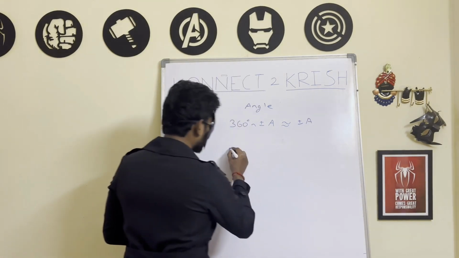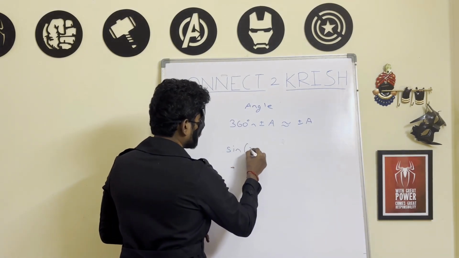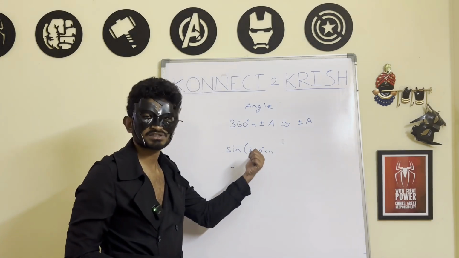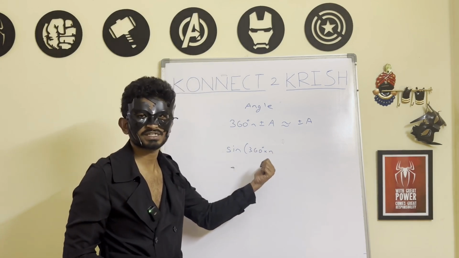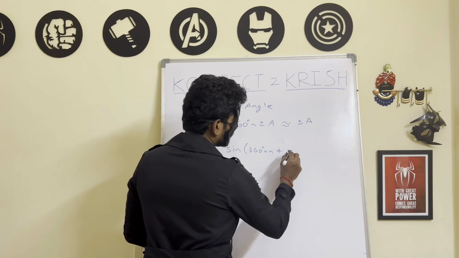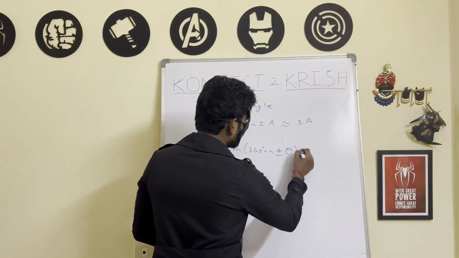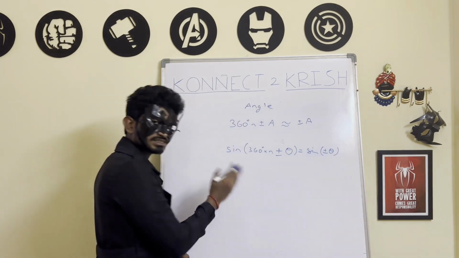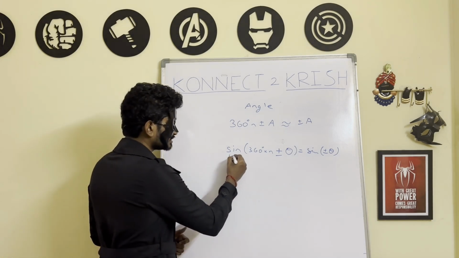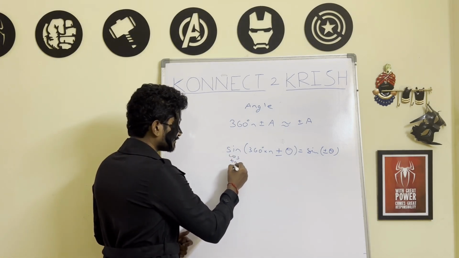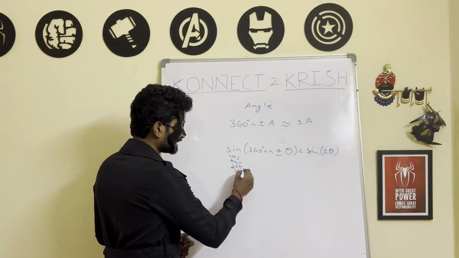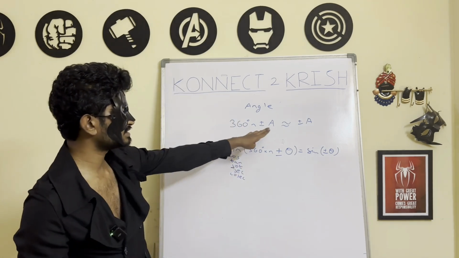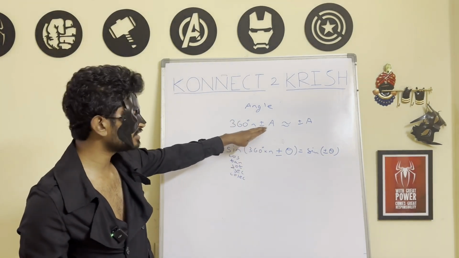So for example, you have sine of 360 degrees into some n, say 720 or 1080 degrees, plus some angle theta. That is nothing but sine plus or minus theta. And this is applicable for all other trigonometric functions: cos, tan, cot, secant, cosecant. So for all these, this trick is applicable, and you need to remember that.